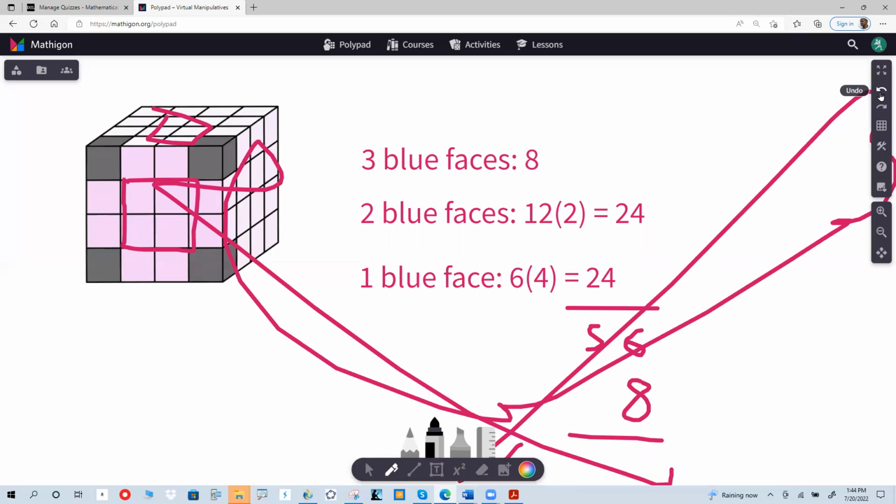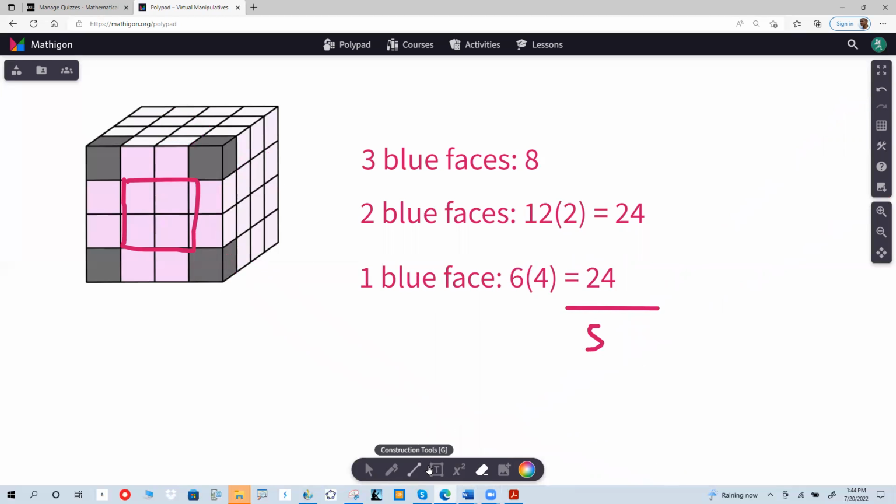This is just a typo. I don't know why it won't let me erase it, but anyway. So we got 24, let me do it again, 48, 56. There's a little 2 by 2 by 2 cube containing 8 cubes. You don't have to account for it, but if you add it all up, you get 64.